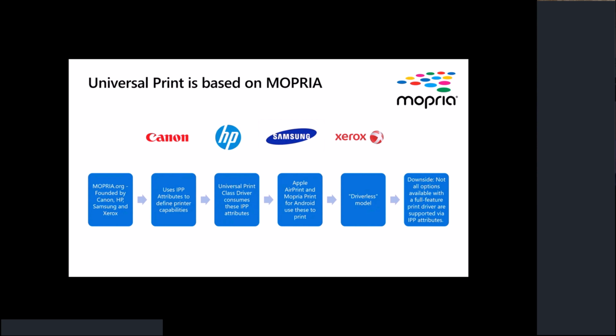Think of it as a kind of directory that says, hey, this is this printer, this is what it's capable of, this is where it's located, this is what it can do, here are the trays that it has, the color types, the paper sizes, its finishing options. It's all published into this Mopria system in a driverless model, so it's easy for you to publish and make available to your users without having to worry about the whole PrintNightmare issue.